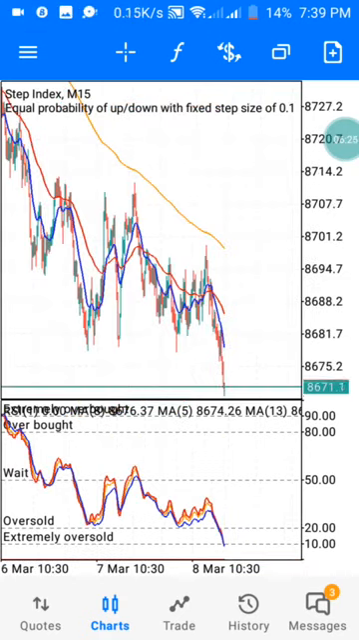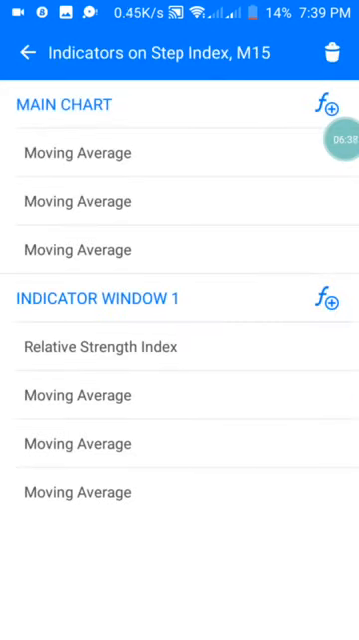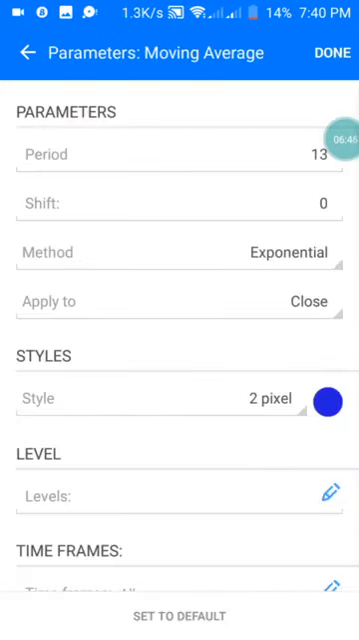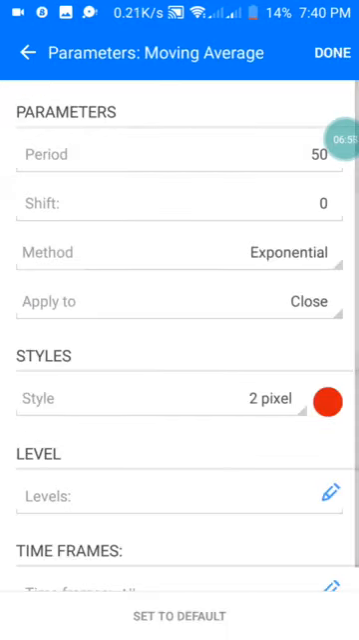So let me show you the settings so that you also can have it on your phone and start using it to catch your money every day. With this, I have my main chart and I also have my window. On my main chart, I have my three moving averages there. The first moving average on my main chart is the period of 13. You just screenshot this particular place and press done, and also move to the second moving average. The second moving average period is 50.